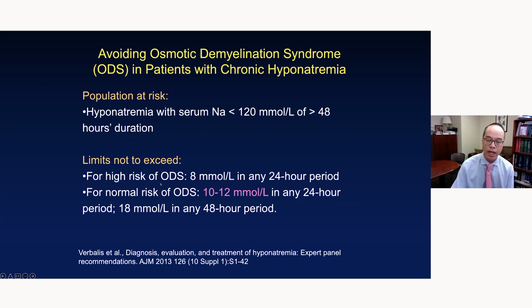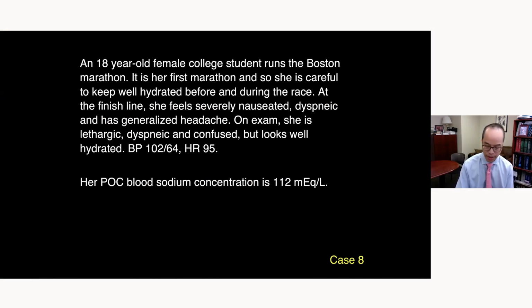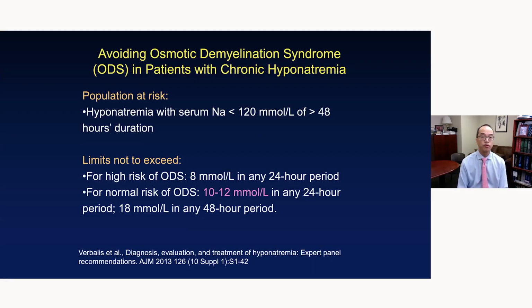If patients are at high risk for osmotic demyelination, including patients who are alcoholics or malnourished, then the limit might be 8 millimoles per liter in a 24-hour period. And so this patient with chronic hyponatremia and very, very mild symptoms should not be corrected rapidly. And so fluid restriction is a reasonable option.